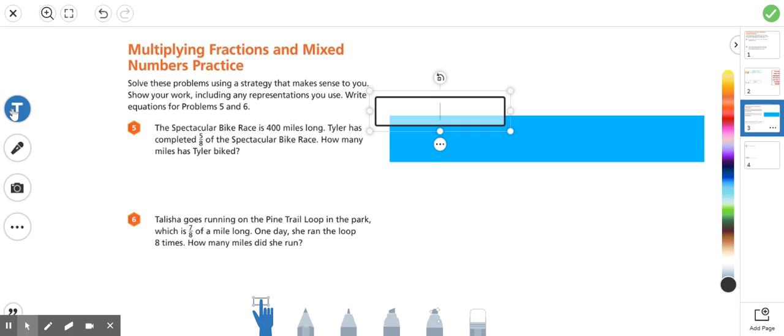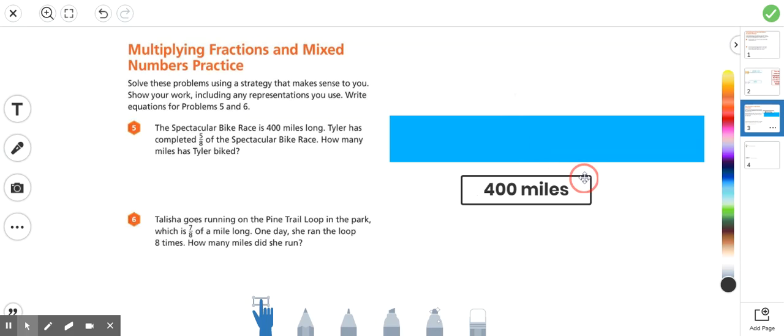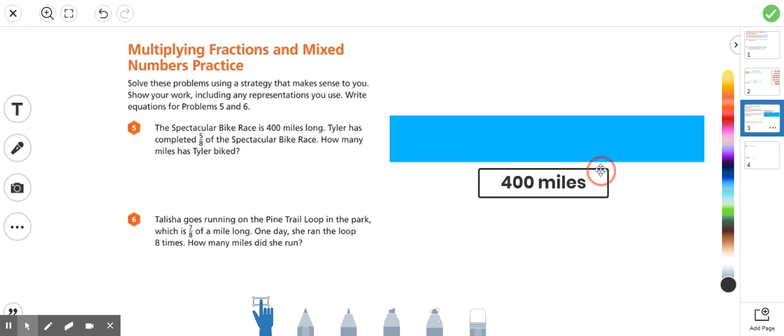So remember, this fraction bar, the neat thing about them is they can represent fractions. They can represent a long race. They're really versatile, which means you can use them in a lot of different ways, okay? So this whole entire blue bar, think of this as like the start line and this is the finish line. It is 400 miles long. So then when it says Tyler's completed 5/8 of it, we're going to take this and we're going to cut it into 8 pieces.